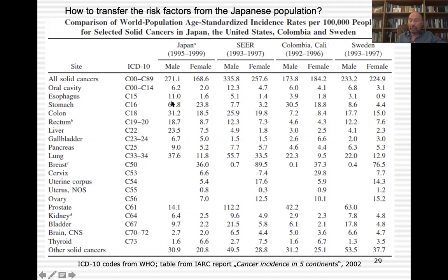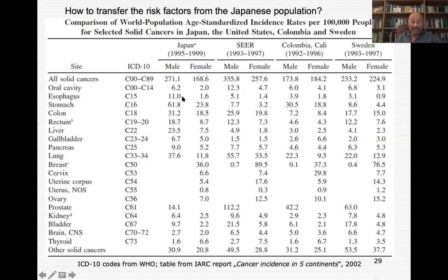Now, if you look, these are all solid cancers. If you take all solid cancers, you already see quite a significant difference. If you take males, in the United States it is like 335, and in Colombia it is only 173. So even for all solid cancer, the background in Colombia is 50% of the background in the United States.